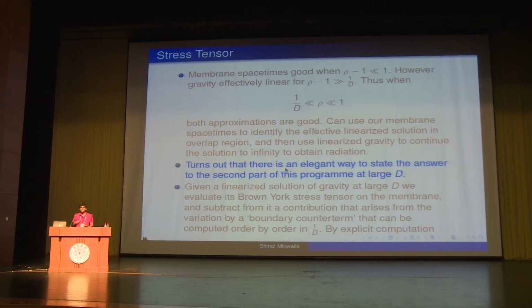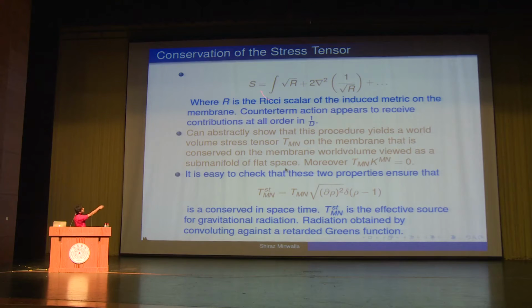There's a very elegant way of doing that second thing, which works for any reasonable linearized solution of gravity at large d. It goes as follows. You take that linearized solution, evaluate the Brown-York stress tensor from that solution on the membrane, and add to that Brown-York stress tensor a contribution that you get by varying a counter-term action, which takes this form. This counter-term action has to be evaluated order by order in 1 by d. I've just written the first two terms for you. That gives you a stress tensor on the membrane, and the role in life of the stress tensor is that it correctly produces the linearized field. It's the stress tensor that, when integrated against a retarded Green's function, produces your linearized field.